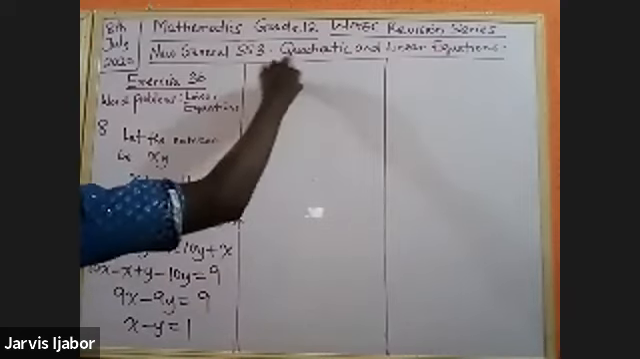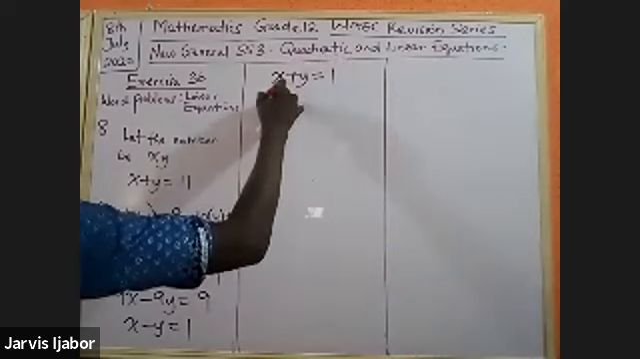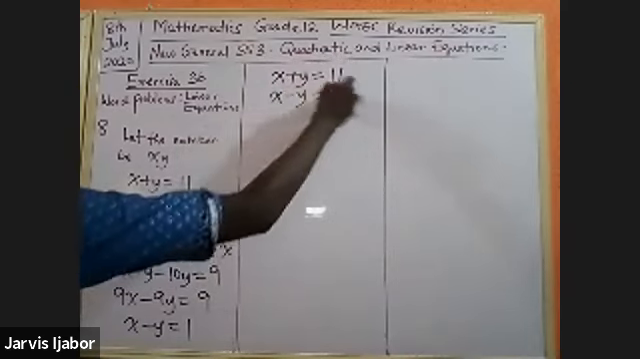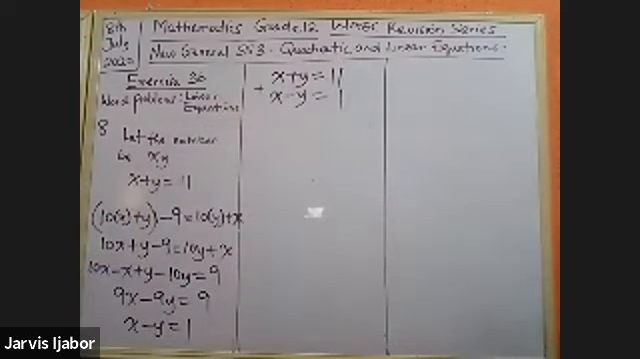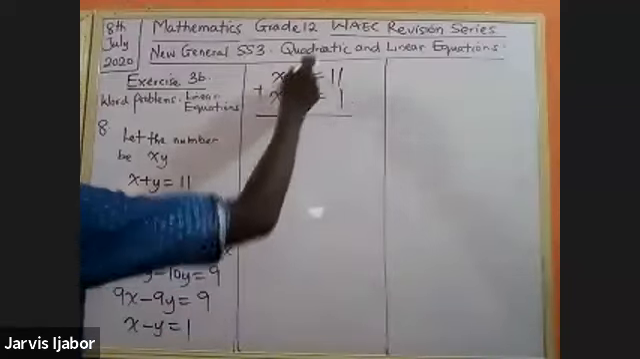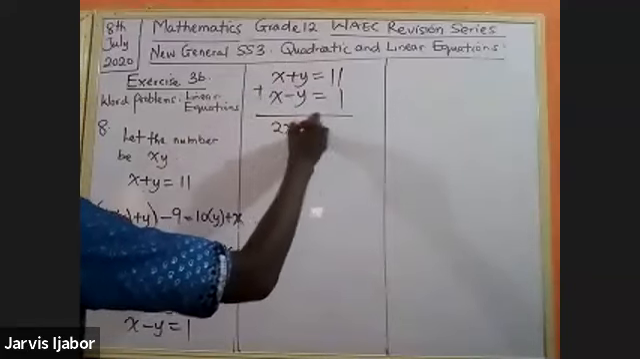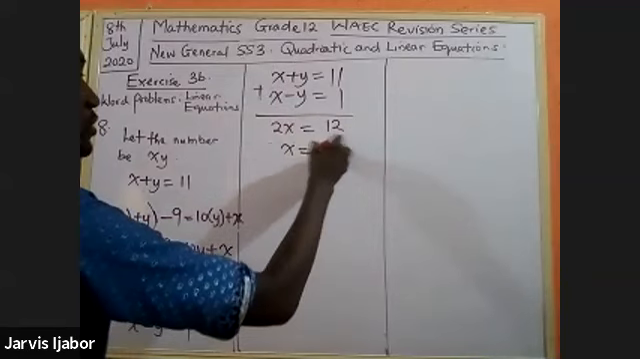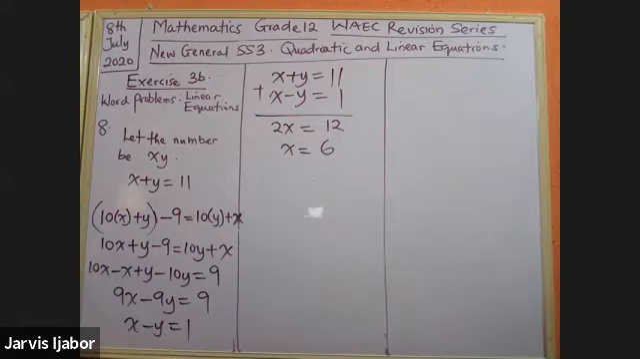So I'm going to have x plus y equal to 11, sorry, and x minus y is equal to 1. So what do you do? You can do that by adding. You add them up. By adding, I can eliminate this one. So I'm going to have 2x equal to what? 12. And x will be equal to what? 6, by dividing both sides by 2.